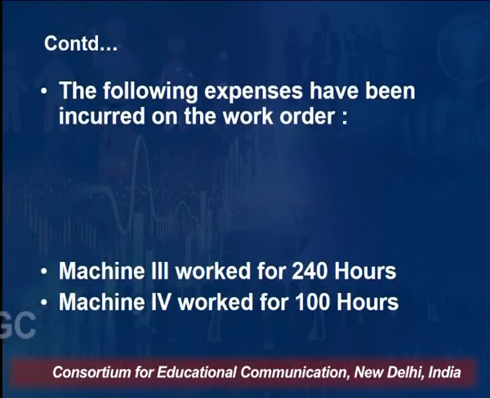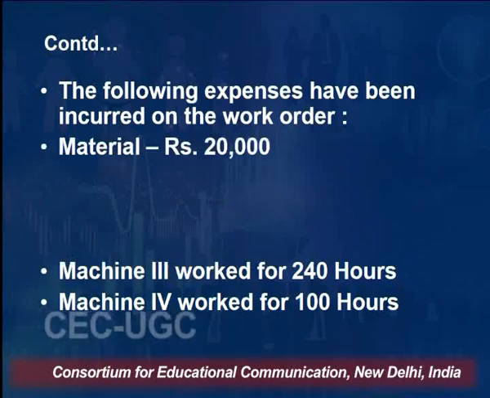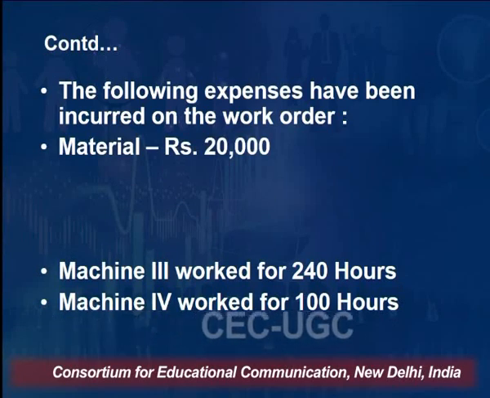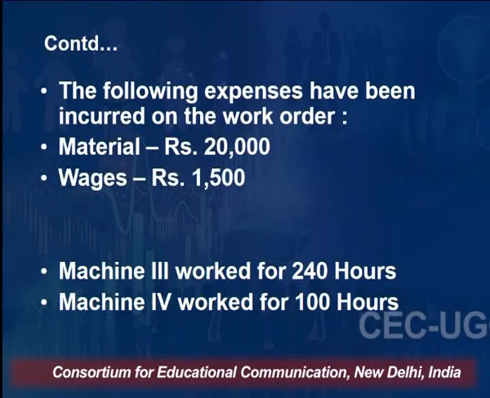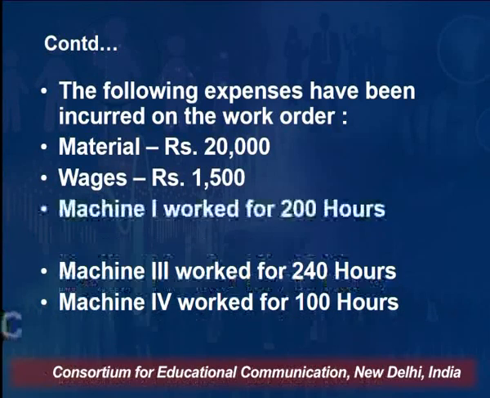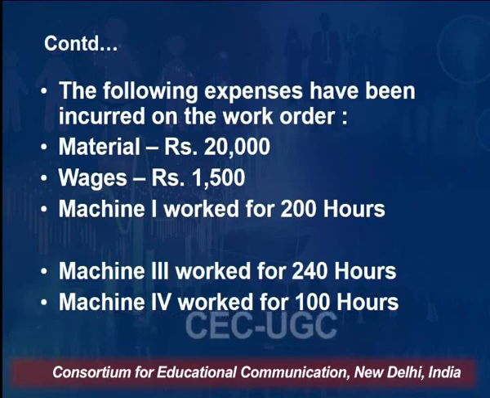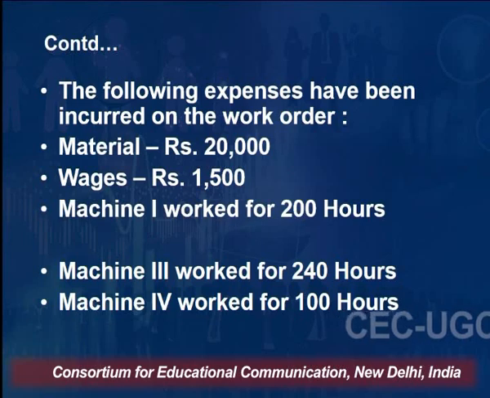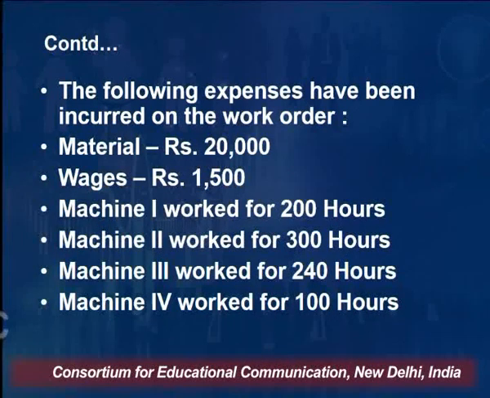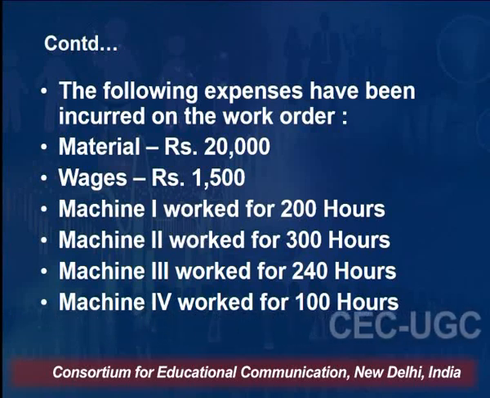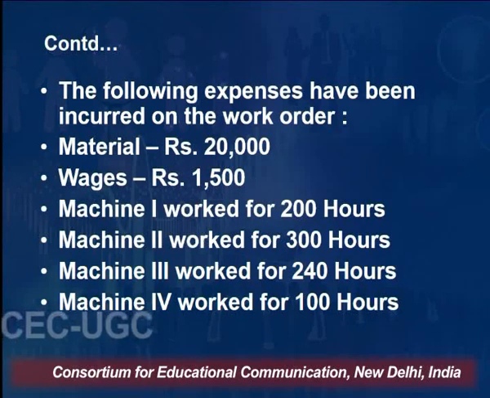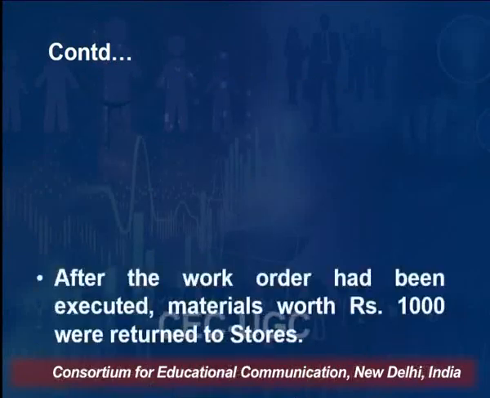Further, the question is telling us that the following expenses have been incurred on this work order. For material you have spent 20,000 rupees. For wages we have spent 1,500 rupees. For machine 1 we have worked for 200 hours. So apart from material and wages, they are reporting that machine 1 has worked for 200 hours, machine 2 has worked for 300 hours, and 3 and 4 have worked for 240 and 100 hours respectively. So this is the timing for which your machine has basically worked. So this is the information given to us.